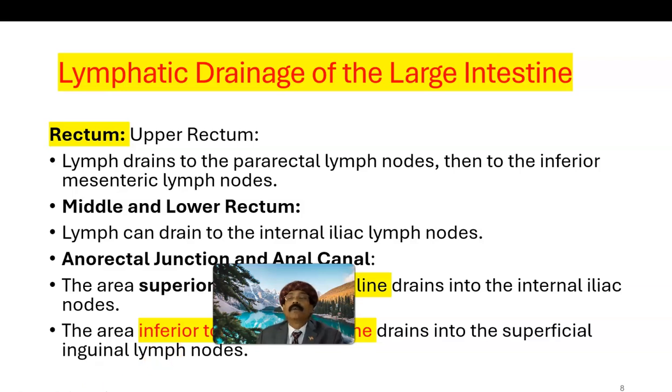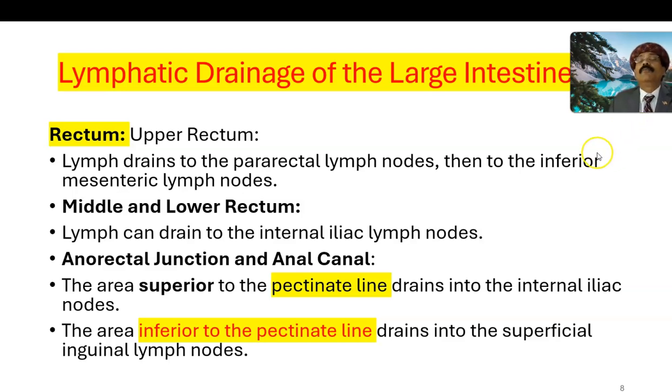Rectum. Okay, the rectum has a different type of blood supply. Not only the inferior mesenteric artery, it also gets blood supply from the internal iliac artery as well as the internal pudendal artery. Lymph from the upper rectum drains to the pararectal lymph nodes, then to the inferior mesenteric lymph nodes. Middle and lower rectum lymph can drain to the internal iliac lymph nodes.